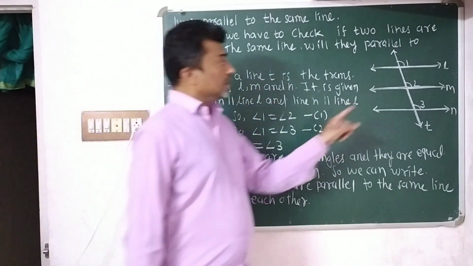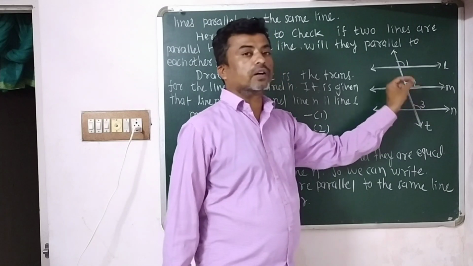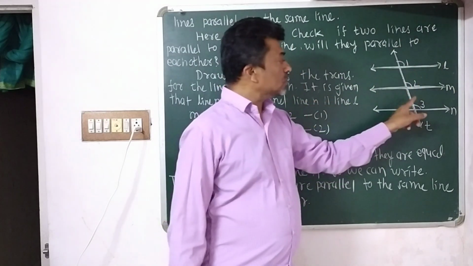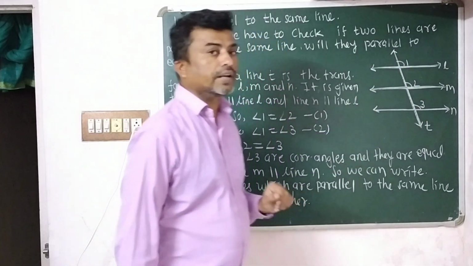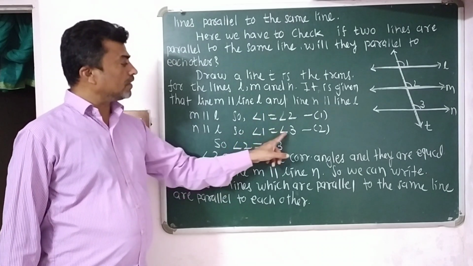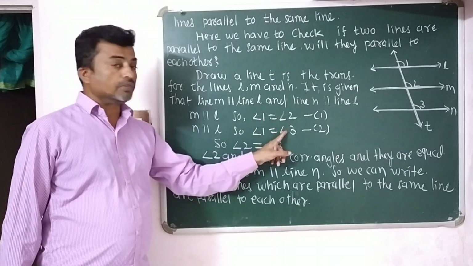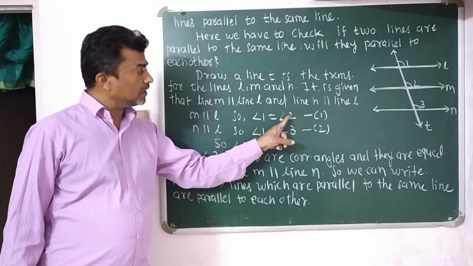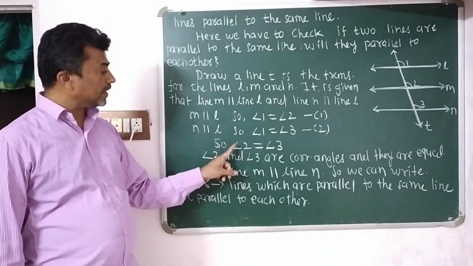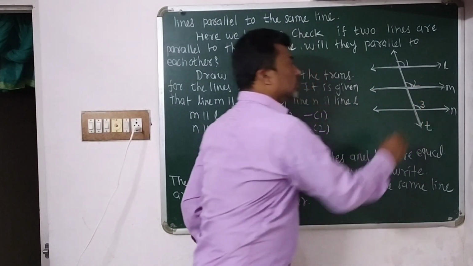Again I am explaining. See children, M and L are parallel to each other, so angles 1 and 2 are equal. Line N and line L are parallel to each other, so angle 3 and angle 1 are equal. So angle 1 is equal to angle 2 and angle 1 is equal to angle 3. Ultimately angle 2 and angle 3 are equal. So angle 2 is equal to angle 3.